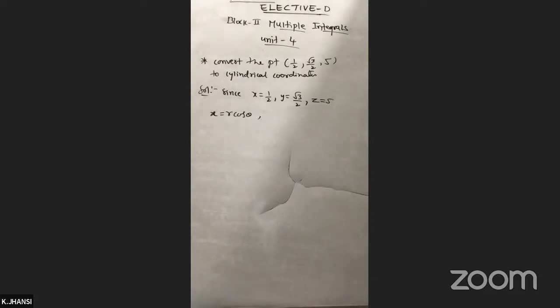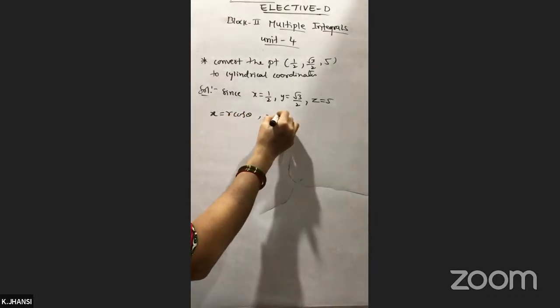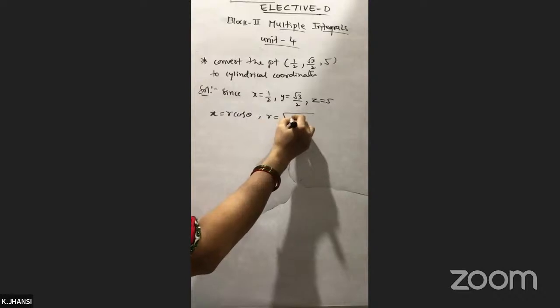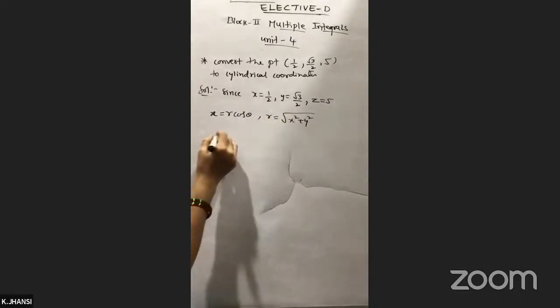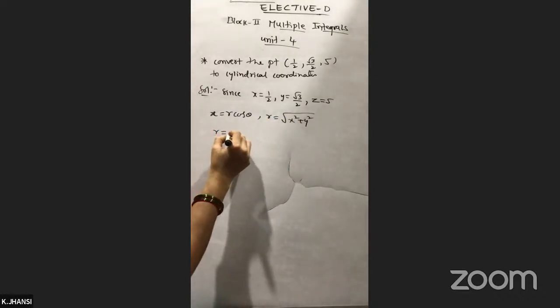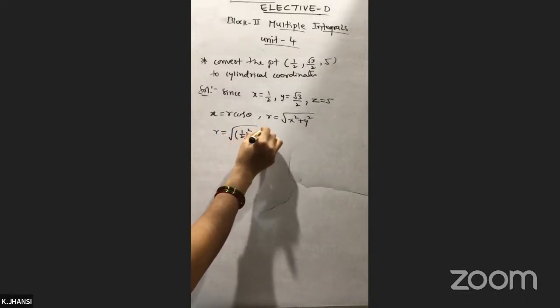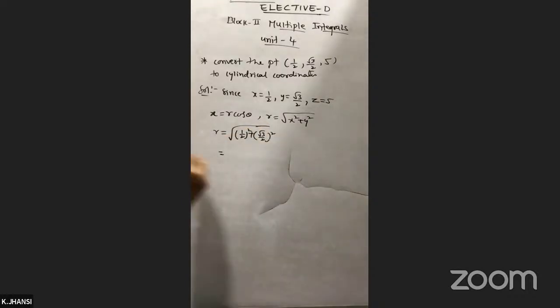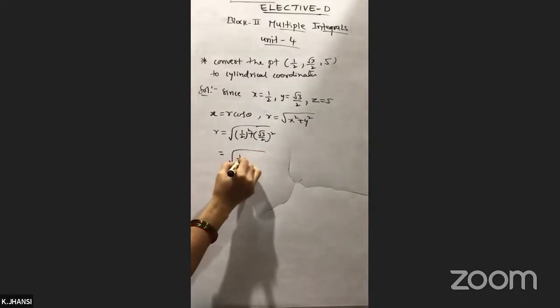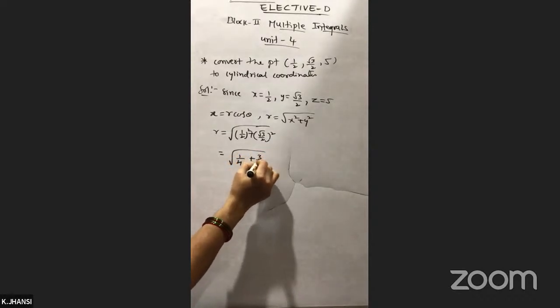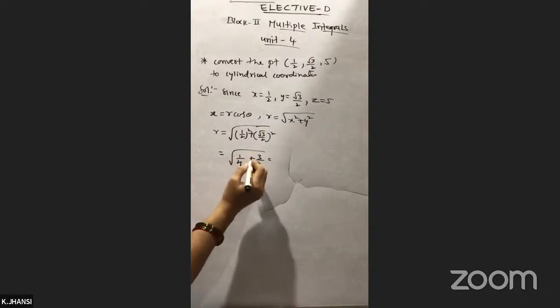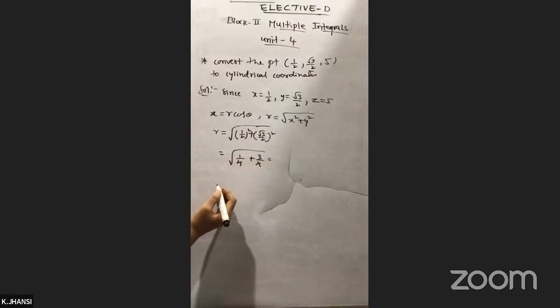And we know one more relation, that is r equals root of x square plus y square. So r equals root of, what is x? 1 by 2 whole square, plus what is y? Root 3 by 2 whole square. So it is equal to root of 1 by 4 plus 3 by 4. So it is 4 by 4, which means 1. So you will get the r value as 1 here.